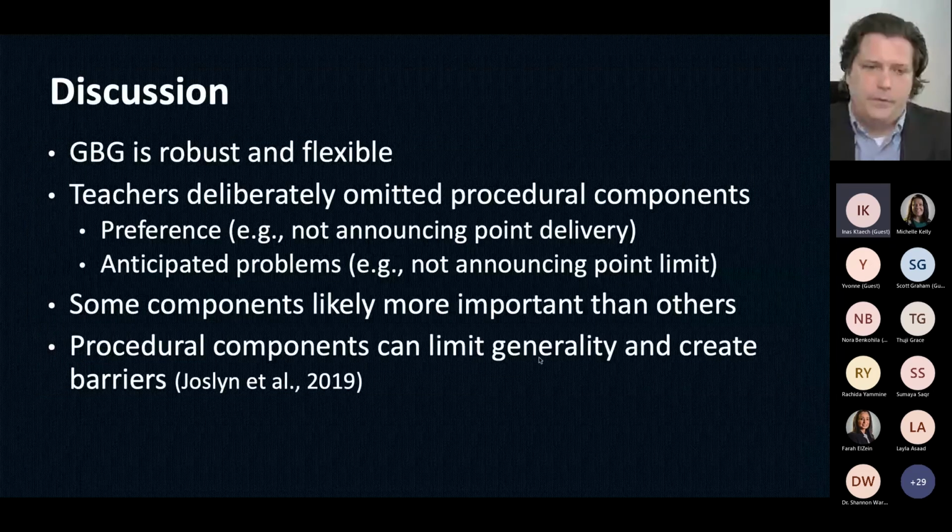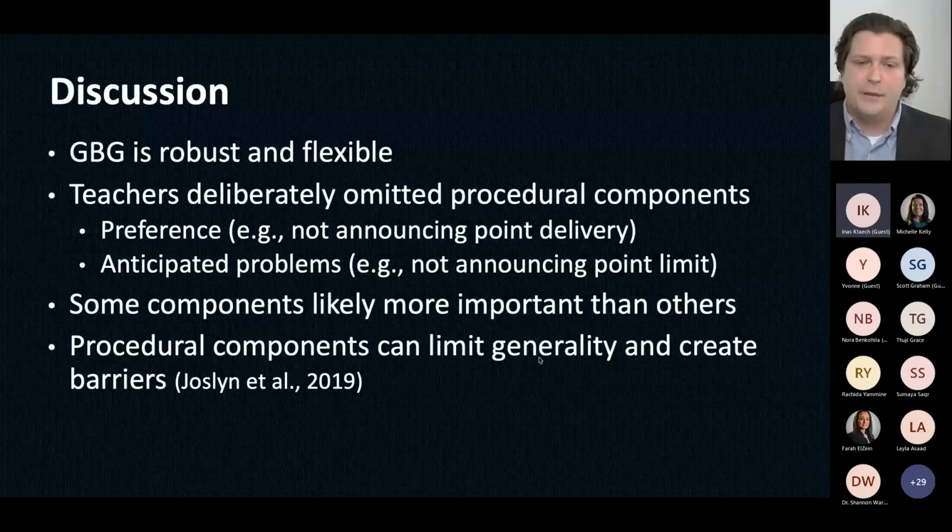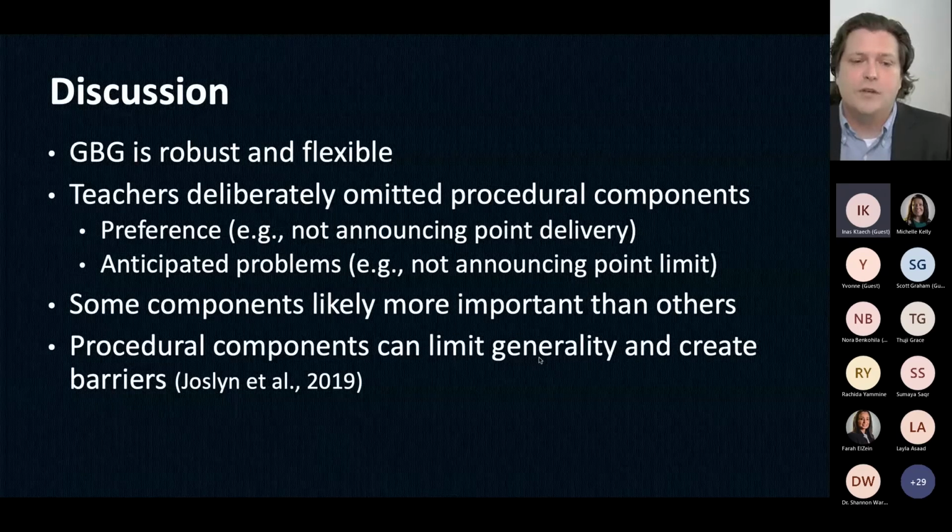And so to summarize, the good behavior game is robust and flexible, as I showed you in some of that previous research, but it's also flexible in terms of what parts of the game are being implemented. And so when we spoke with the teachers after seeing the treatment integrity data, we saw that they actually reported deliberately omitting certain procedural components. So they didn't forget to announce point delivery or what the point limit was, but they reported intentionally omitting that procedural component because for whatever reason, they didn't like it.